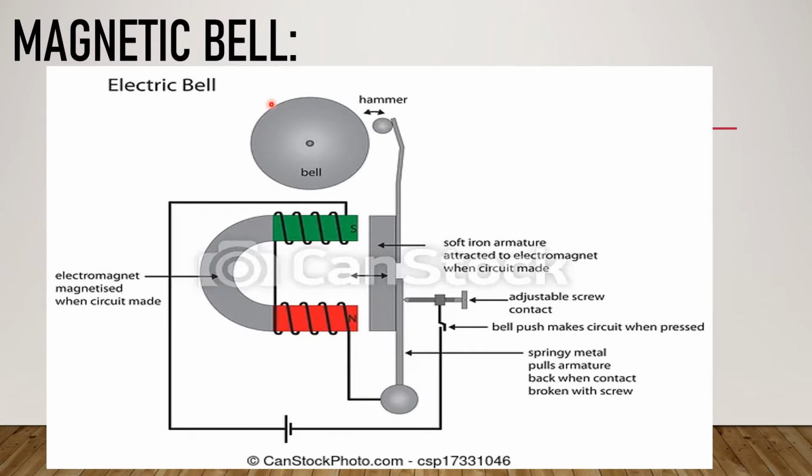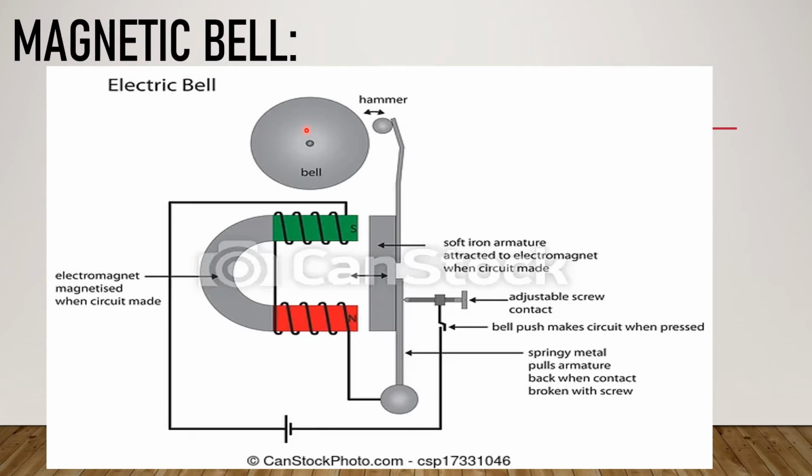An electric bell is composed of a horseshoe type of electromagnet, as you can see here, an armature, as you can see here, a contact adjusting screw, as you can see here, a soft iron strip, and a hammer and a gong. This is a hammer and this is a gong.